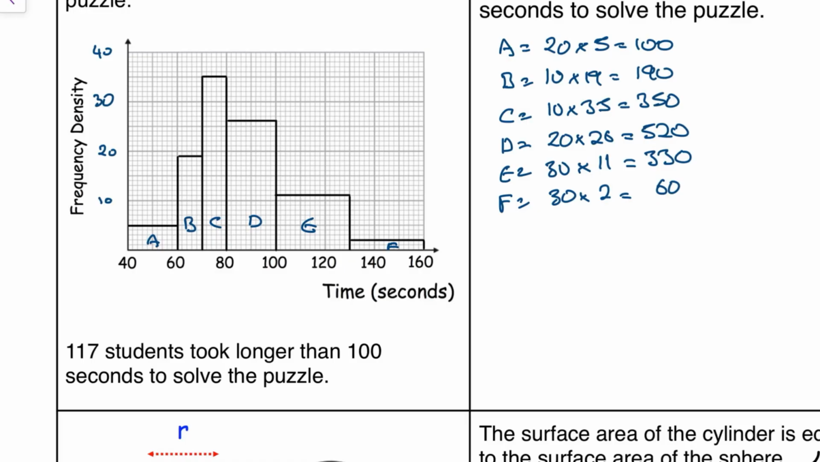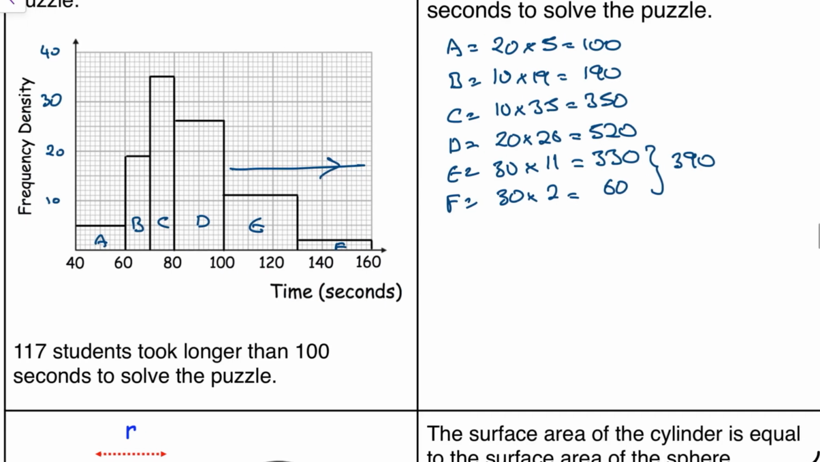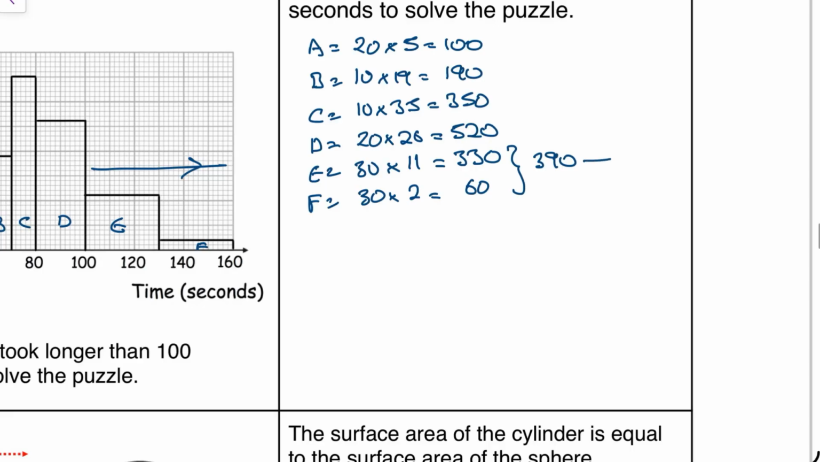What is it telling me? So it says 117 students took longer than 100 minutes. So 100 minutes is all these students here. So in other words, it's these students here. So if I add D and F up, I get, what do I get? I get 390. But I want it to be 117. So my multiplier is to multiply by 117 over 390.